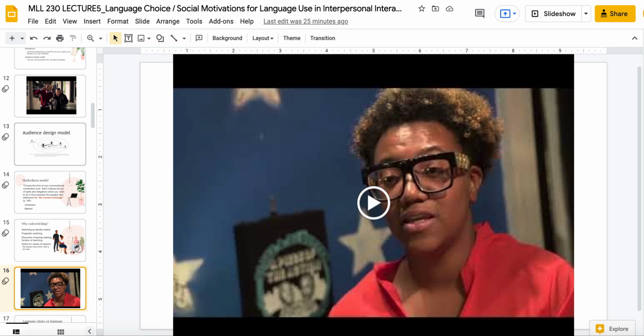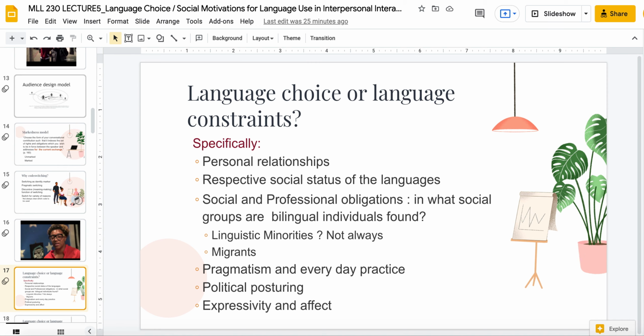How should that be valued? Should that be denigrated? What does it say about culture? What does it say about our society? So it's a long clip, but it's very interesting. And I recommend when a movie comes out to watch for the documentary. It's very interesting. So, language choice or language constraints, right?